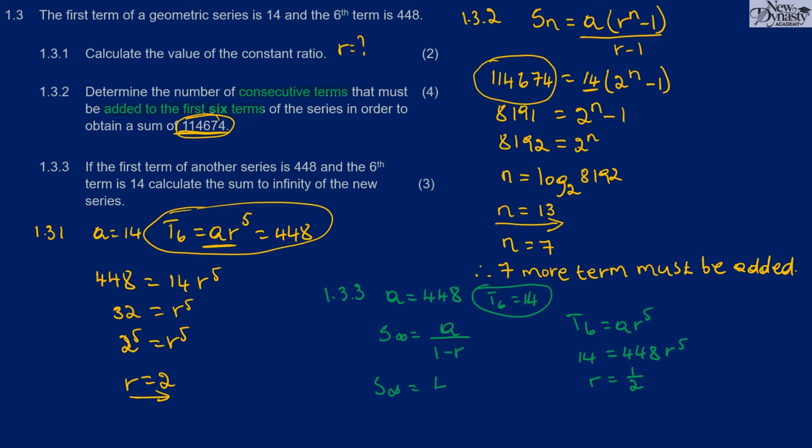You can quickly do that and come back here and substitute. So your a is 448 divided by 1 minus your r, which is half. Therefore, your sum to infinity is equal to, using a calculator, okay, that is going to be twice the number anyway. So that is 896. And that's how you do that.